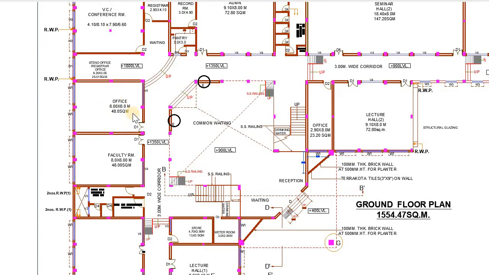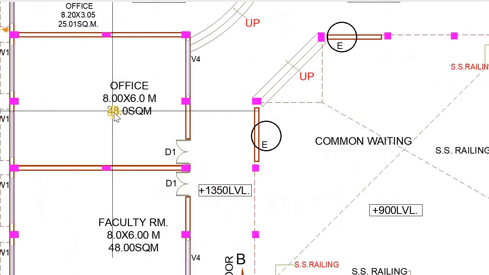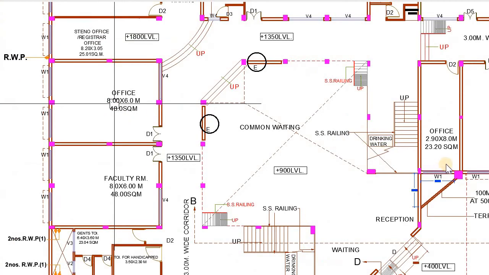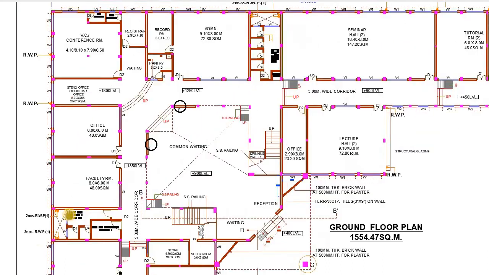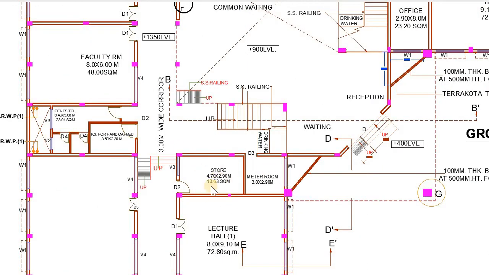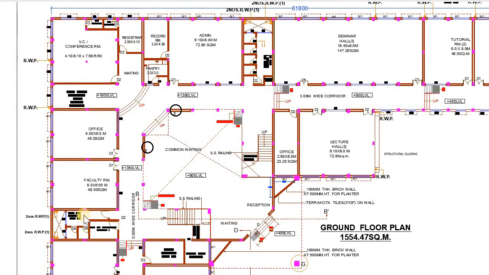So the block has been designed with the office space also, and the area for the office spaces are 48 square meters and this office space has the area of around 23.2 square meters. There is a faculty room on the ground floor which has the area of around 48 square meters, that is 8 by 6 meters, which is also connected to the 3 meters wide lobby as you can see in the layout. The other services such as the store and the meter room have been designed next to the staircase, whereas the toilet facilities have been designed in the middle of the academic block.